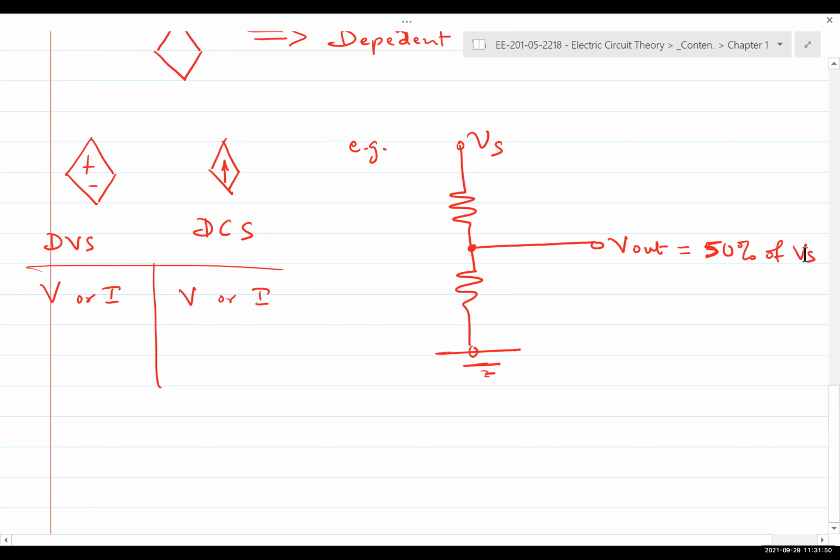But anyway, the point is, if Vs is 10 volts, then V out is going to supply 5 volts. If Vs is 20 volts, V out will supply 10 volts. It'll be constant. It's not going to change. As long as Vs remains constant, V out will also remain constant. But the level of V out changes depending on the level of Vs. If Vs is 1 volt, then V out is going to be half a volt. So that's a very quick and easy example of a voltage dependent voltage source, right?